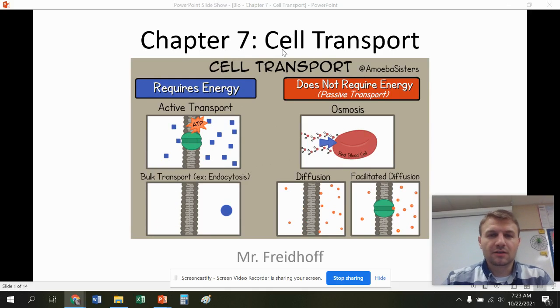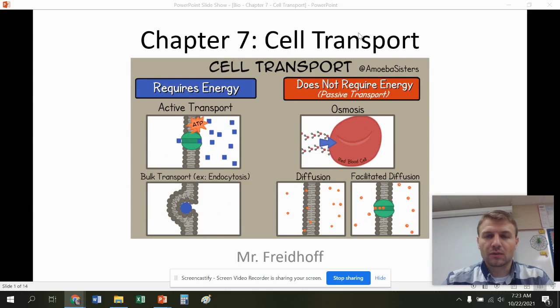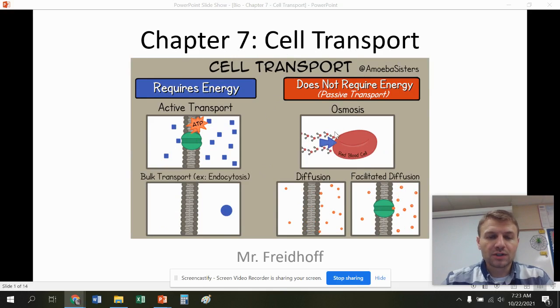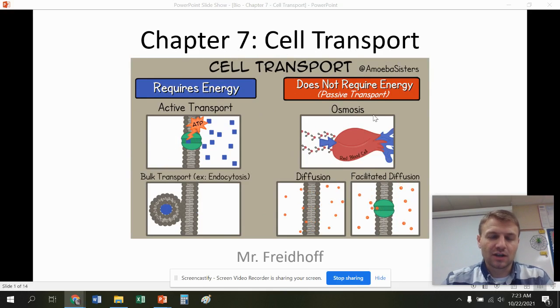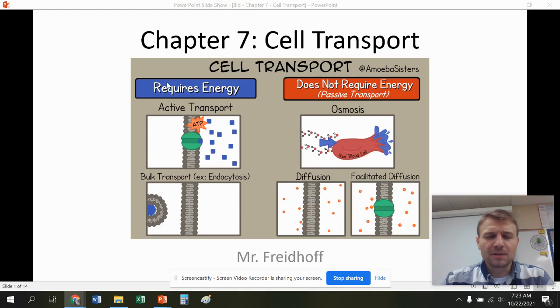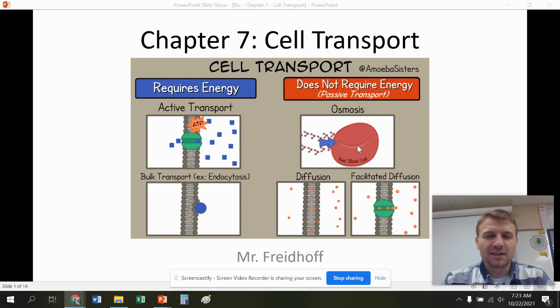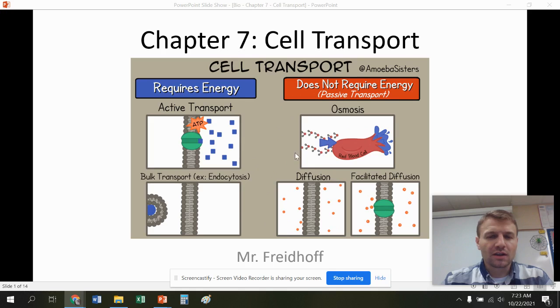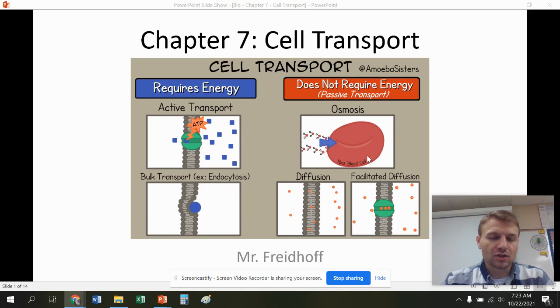Hello, everyone. This is going to be the second half of chapter 7, which is cell transport. So we're talking still about the cell in this section, and I like to divide this chapter up into two, just like I did the last chapter, just because there's so much information here, and this is a different kind of thought process. So in the last part of the chapter, we talked about organelle structure and function.